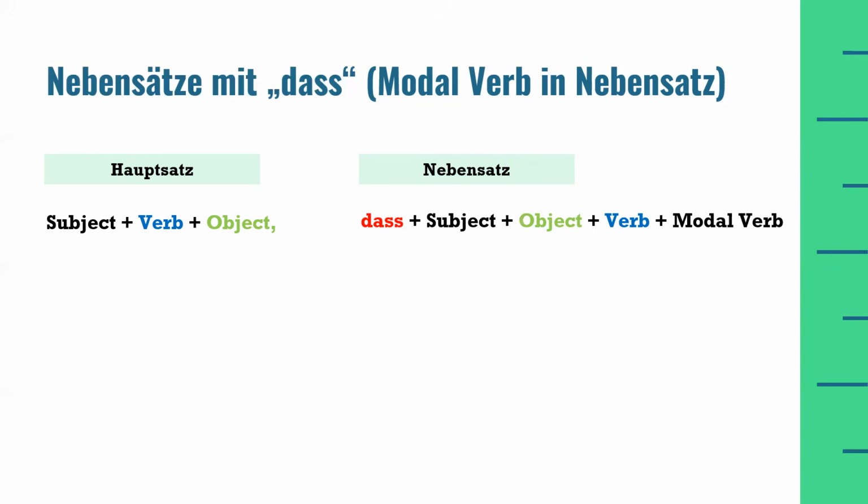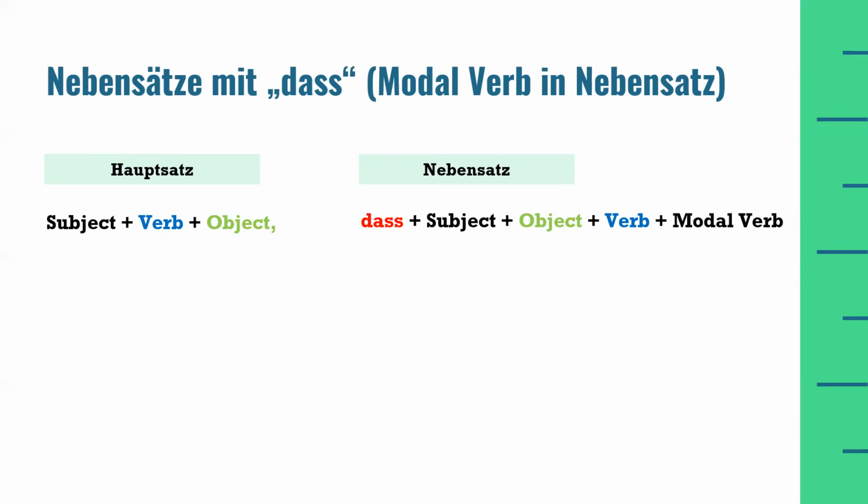So in this case, dass will come soon after the comma, after a space, then comes the subject and object. Here again, in place of the object, there can be a preposition, an adjective, etc. Until here, we are following the same sentence structure. Then comes the verb, and at the last position, the modal verb will come. The modal verb that comes at the last position will be conjugated according to the subject of the sentence.